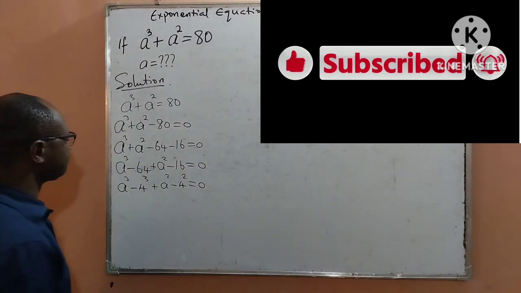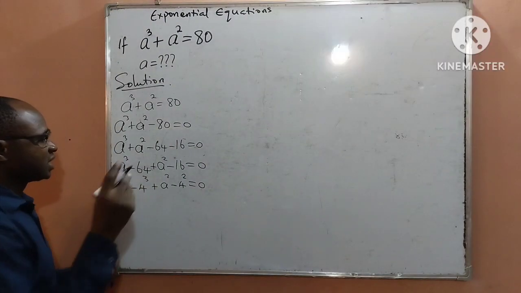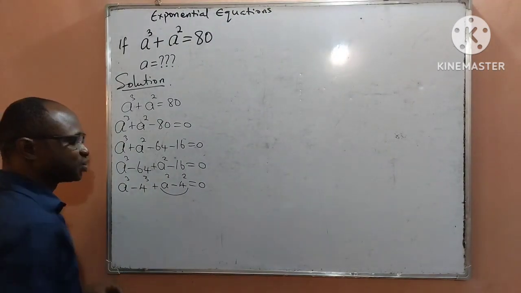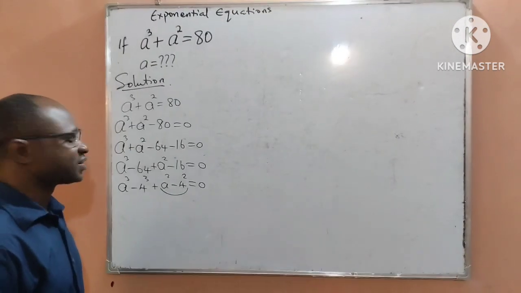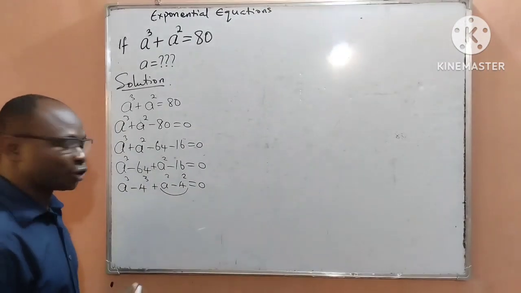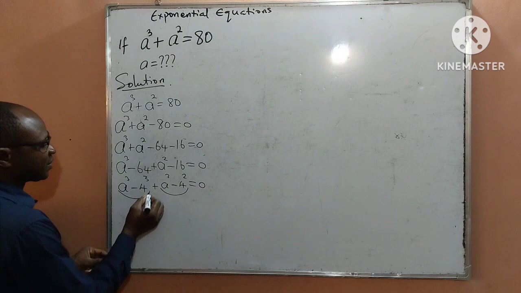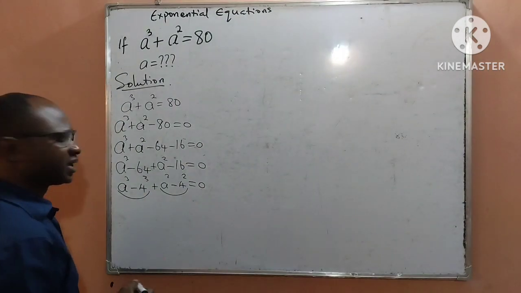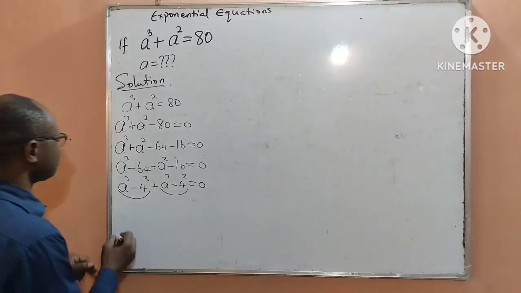Alright, now moving forward. We can see difference of two squares here, and that is this, a raised to the power 2 minus 4 raised to the power 2. We also can see difference of two cubes here, which is a raised to the power 3 minus 4 raised to the power 3. Now let us explain this difference of two cubes.